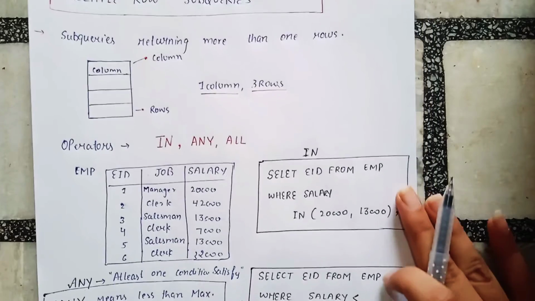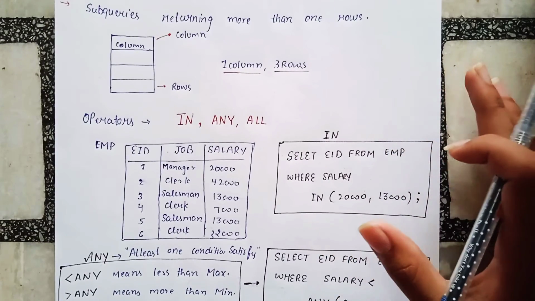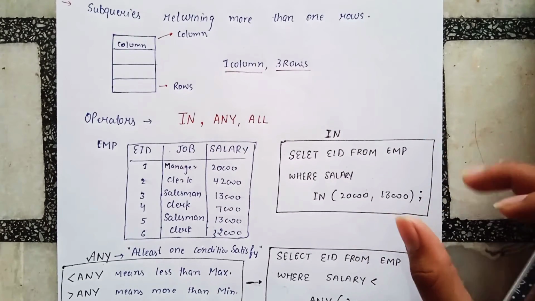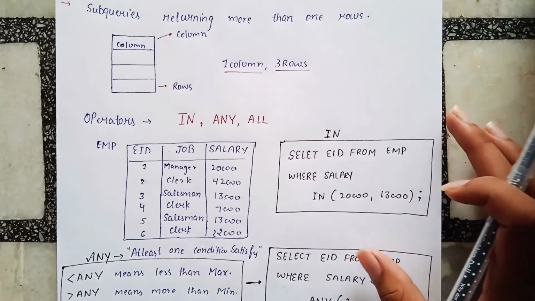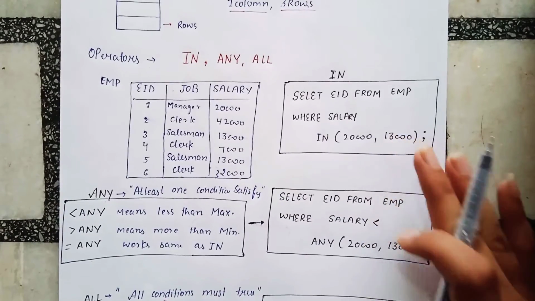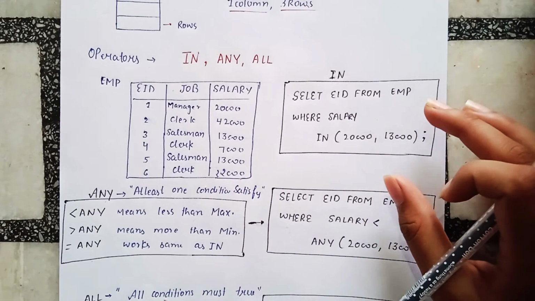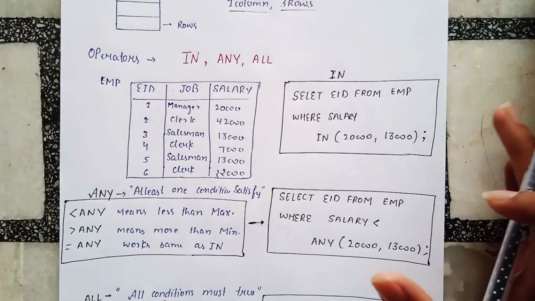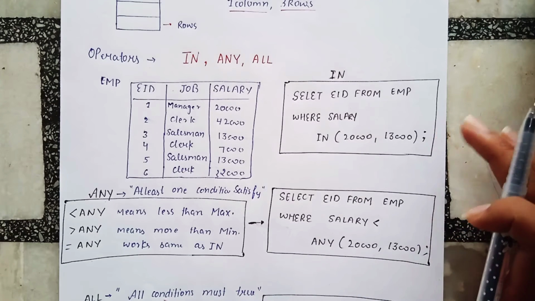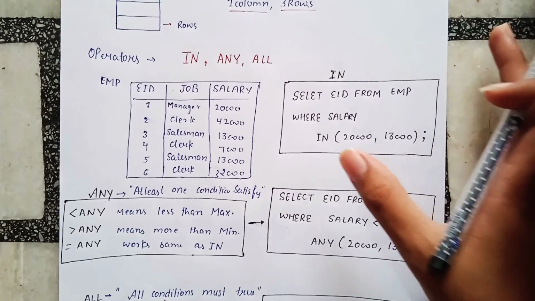Now, whenever we are using a multiple row subquery, we use these three operators: either IN, ANY, or ALL. Let us understand the use of these three operators with the help of examples. Here I have an employee table. Let's suppose we want to select those employees whose salary is 20,000 and those employees whose salary is 13,000. We can do this with the help of an IN operator.